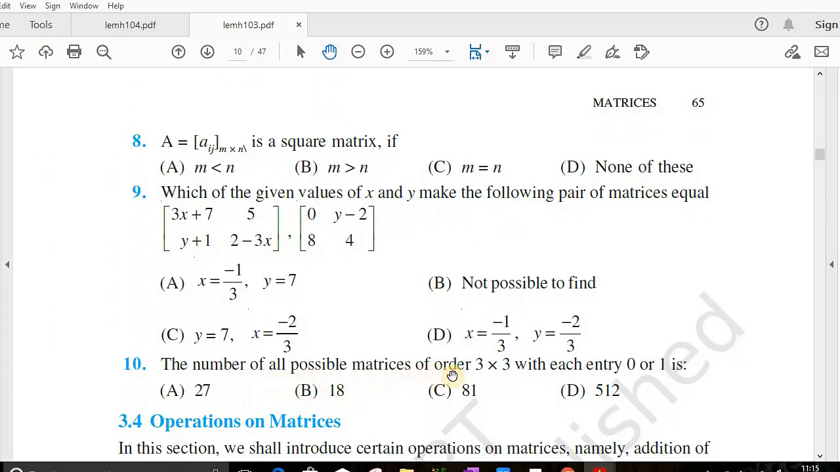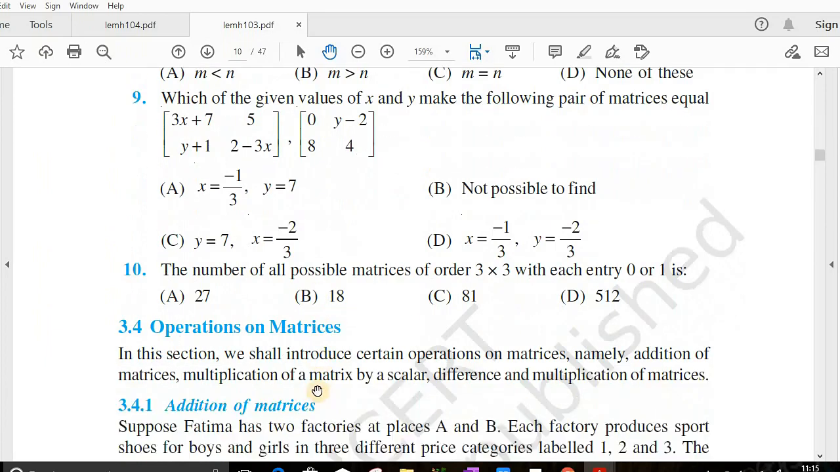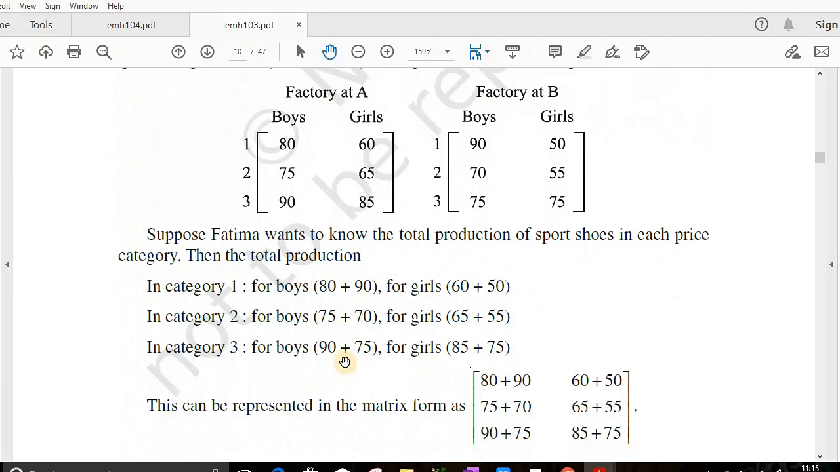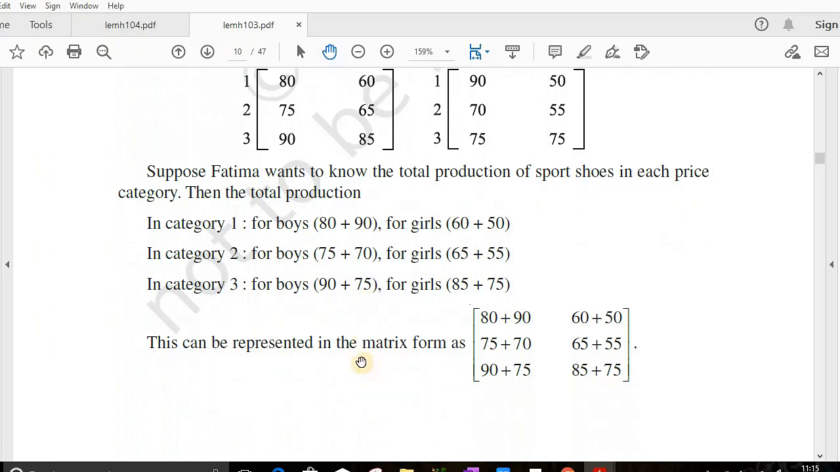The number of possible matrices of order 3 by 3 with entries 0 and 1, how many 3 by 3 matrices are possible? This is a question from combination, permutation. So do it yourself. So that is exercise number 1 over. Okay, number 2.